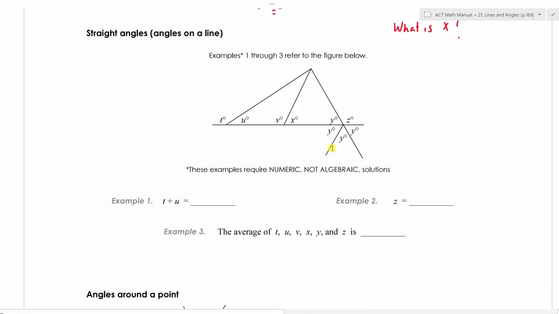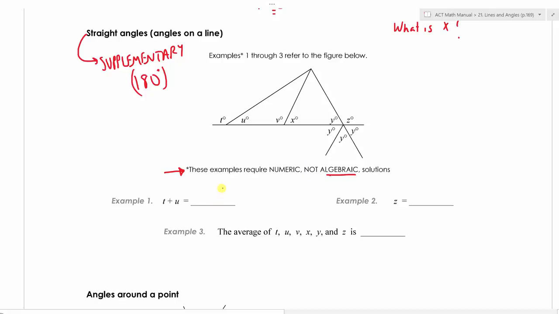Now, straight angles and angles on a line, remember that straight angles, angles on a line, they are supplementary. They add to 180. And in examples 1 through 3, you can go ahead and do them right now. But keep in mind, none of these should have an algebraic solution. They should all have numeric solutions. In other words, there is an actual number value that you should be writing in these blanks.